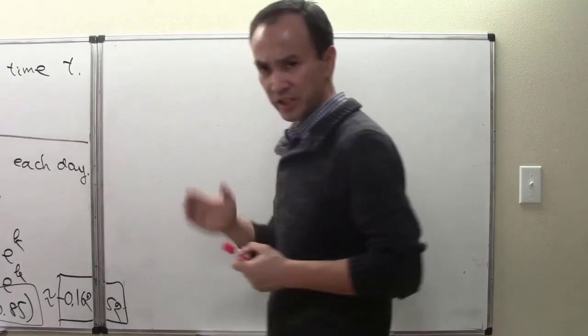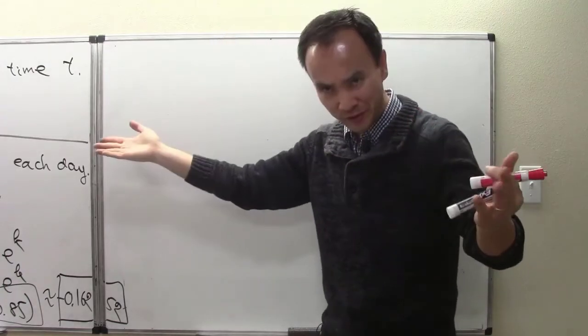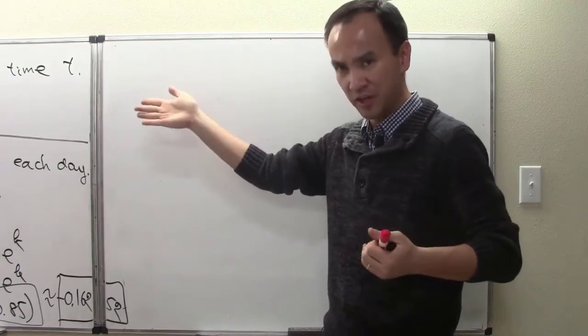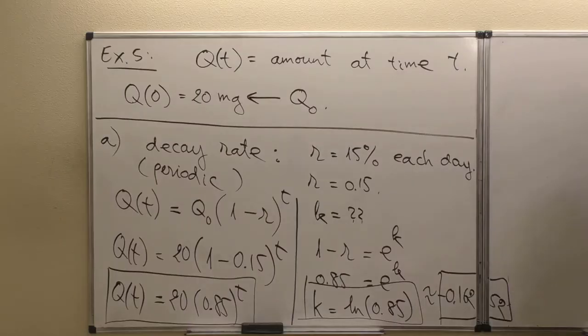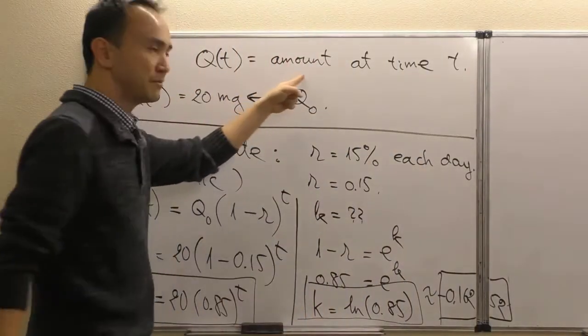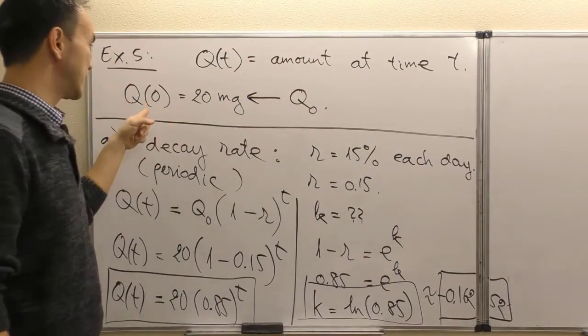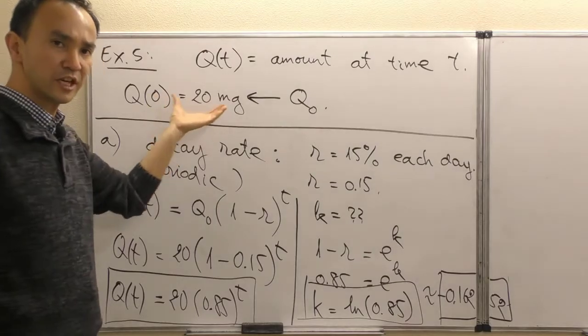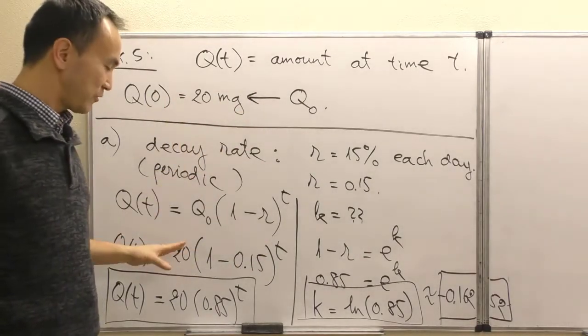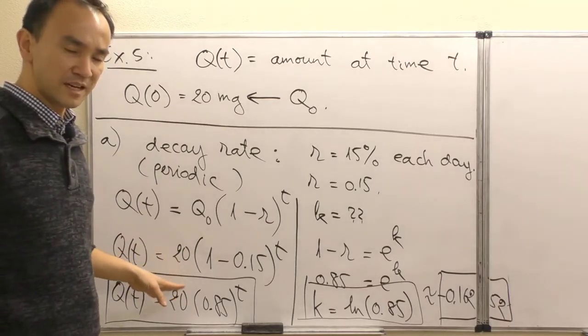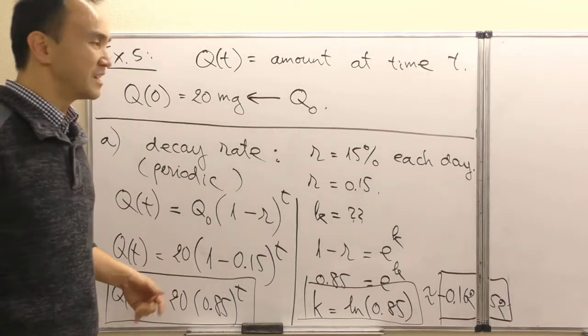All right, so some universal information from the beginning can be reused again. Let me quickly swing over to the other board again. Q of t is the amount at time t, and Q of 0 equals 20 milligrams. This is the initial amount, and everything below this line was already done. We found the function in the periodic model right here.